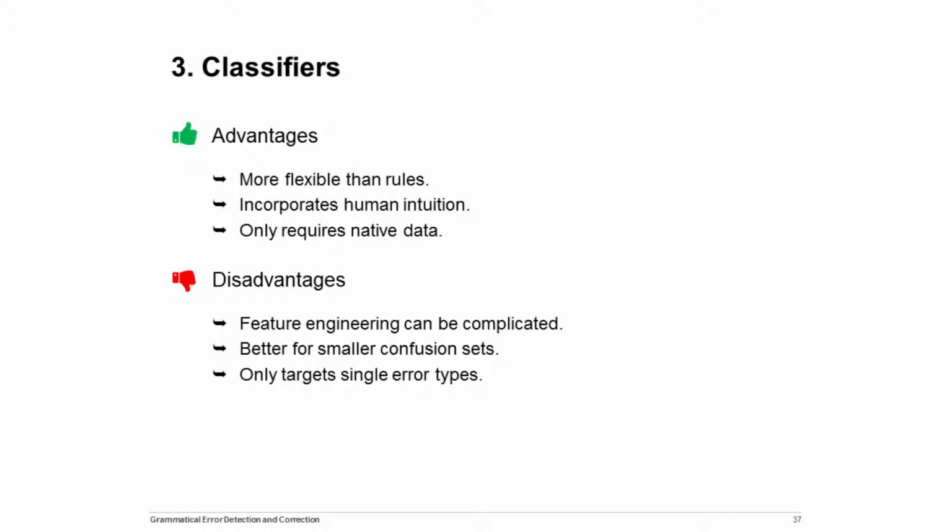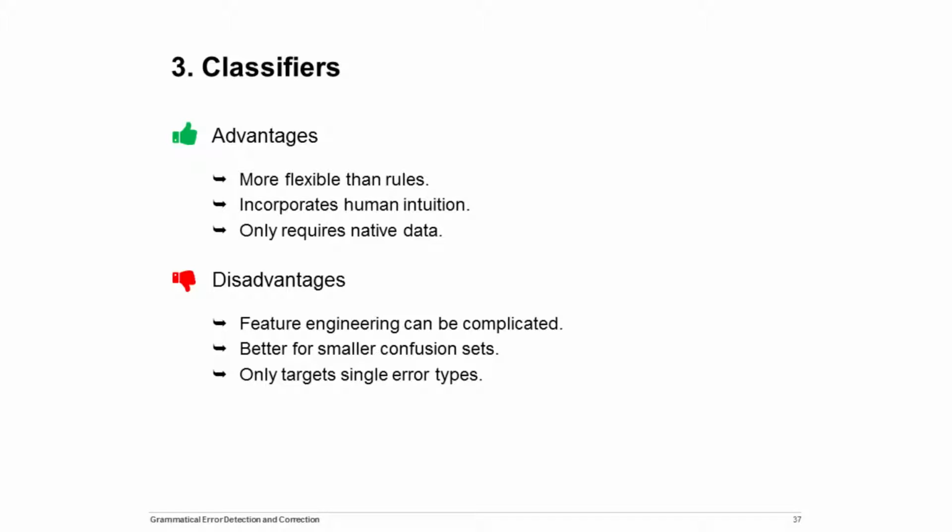Disadvantages are, again, feature engineering can be complicated. You saw how rules can get really complicated. Again, it can get really complicated to work out which features or which information we need to solve the problem. So smaller confusion sets just means when you predict something, if there are a smaller number of options, your machine learning classifier is going to do better. Whereas if you have to make it choose between lots and lots of options, it's more likely to go wrong somewhere, simply because the number of options is larger than if you had a smaller number of words in your set.